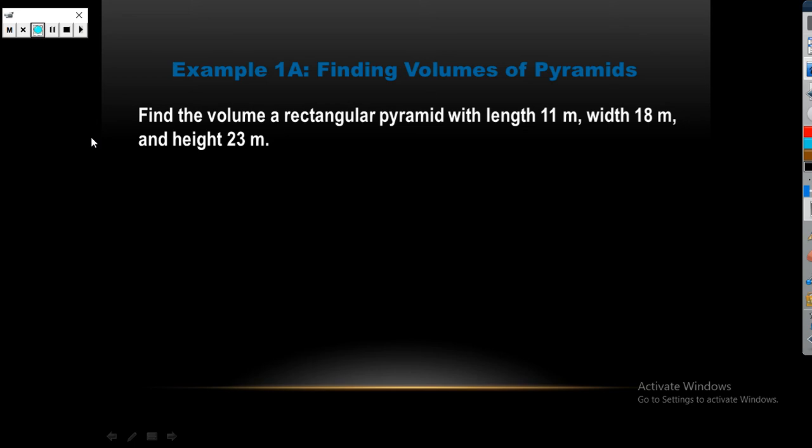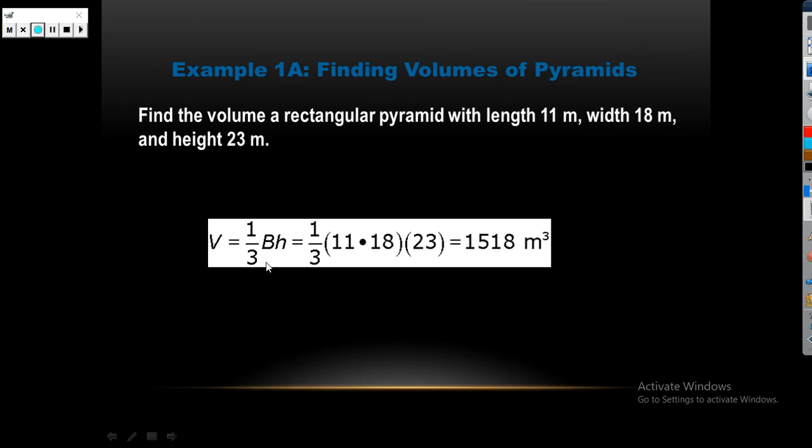Okay, so the volume is V equals 1 over 3 times base times height, which is 1 over 3 times 11 times 18 times 23. The answer is 1518 meters cubed.